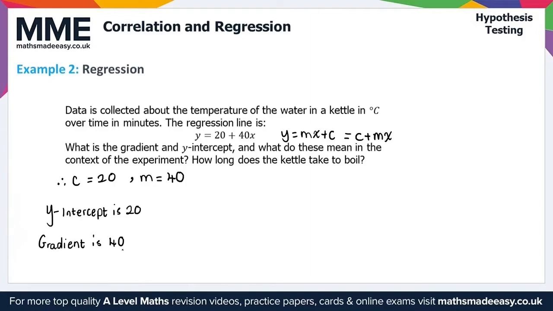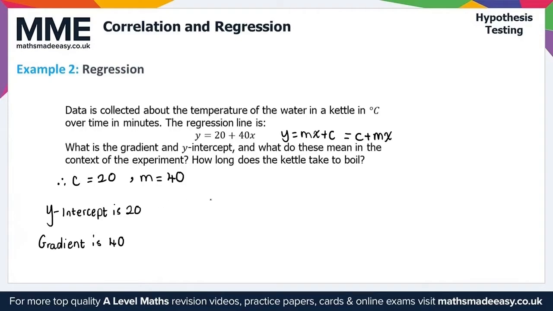Let's take a look now at what these mean in the context of the question. Here we know the y-intercept is 20. So what that means is the temperature of the water at the very beginning, when the kettle starts, is 20 degrees Celsius. If we let x be equal to 0, that means we just started, that would give us y equals 20 plus 40 times 0, just giving us y equals 20.